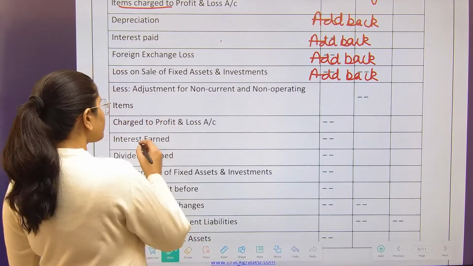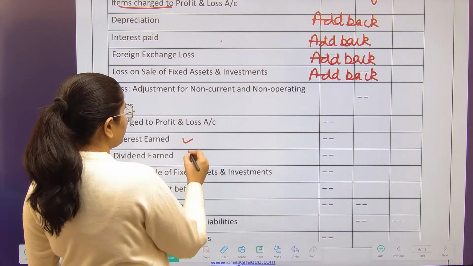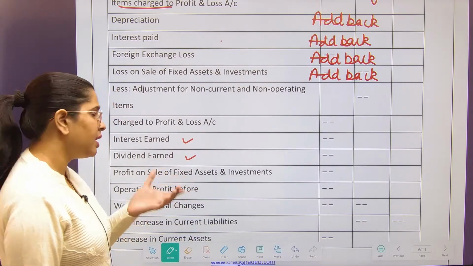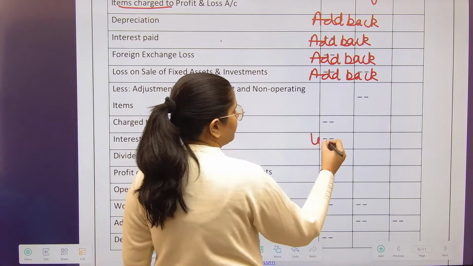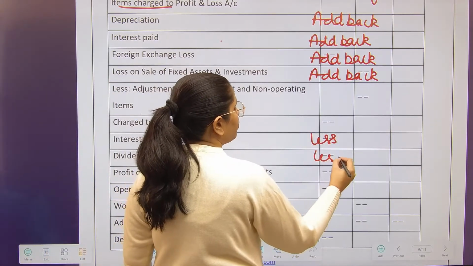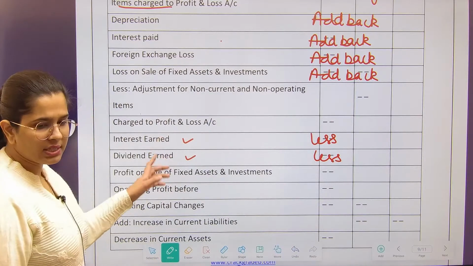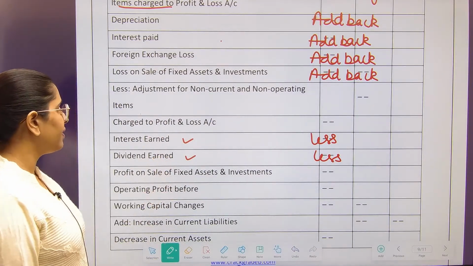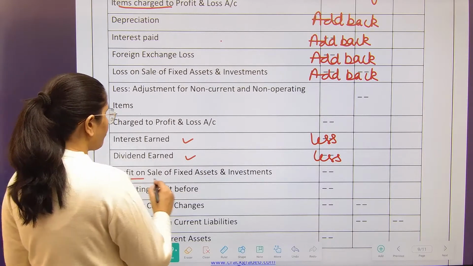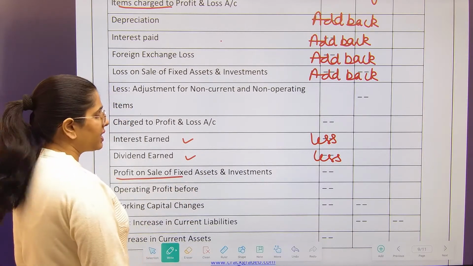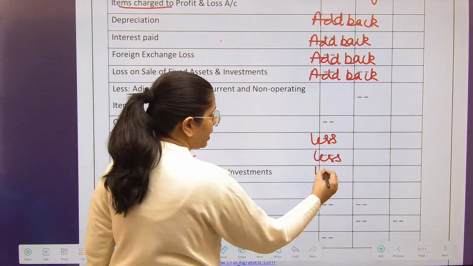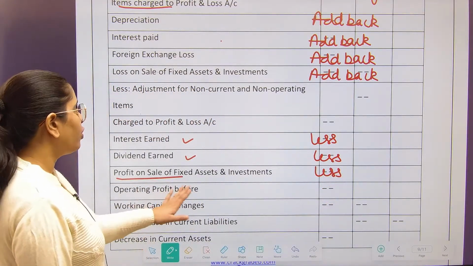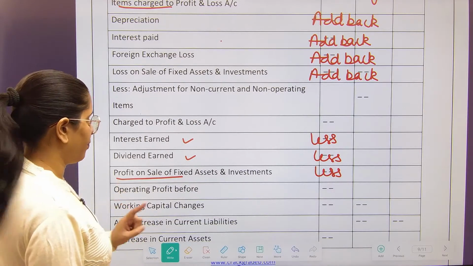Now, if interest earned, dividend earned, if such incomes you have added in your P&L, please remove them. Why remove them? Because both of these are my investing activity. I repeat, both of these are my investing activity. If you have made any profit on sale of fixed assets or investment, remove it because it is an investing activity. Now you will get your operating profit.